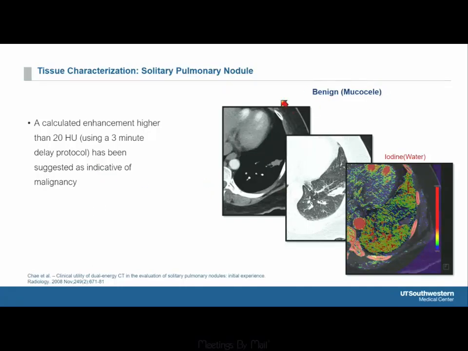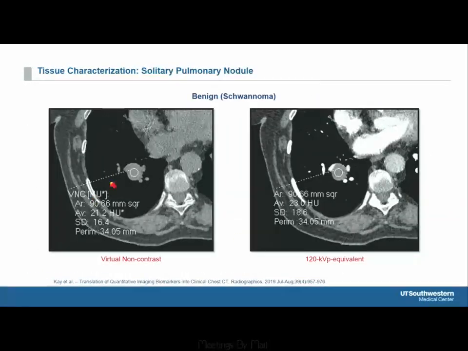This is a negative case, patient with an elongated soft tissue density nodule in left lower lobe with net 0 enhancement on the iodine no water images. So this was a mucocele. It was stable for a long time. Another case here with surgical confirmation, a difference between virtual non-contrast and contrast-enhanced images of about 2 Hounsfield units. This was a surgically proven schwannoma.